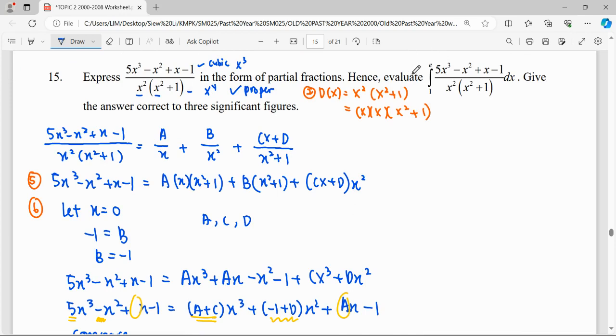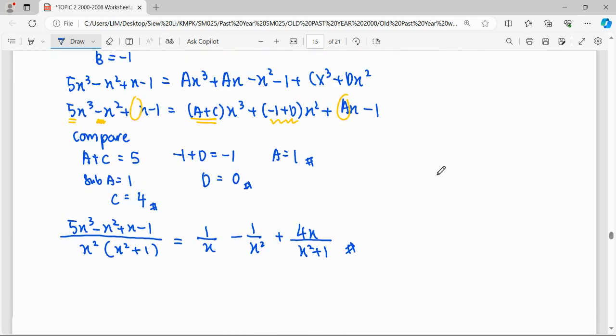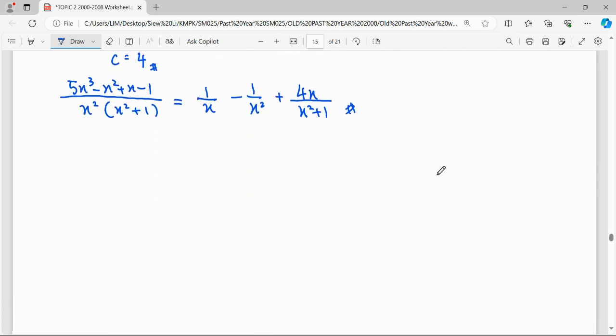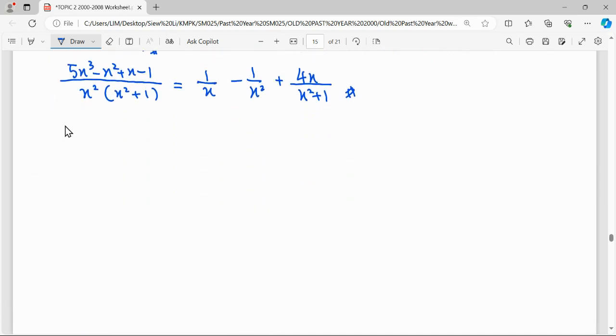Then we need to evaluate this integral from 1 to e and give the answer to 3 significant figures. Which means that we're going to integrate from 1 to e, 1 over x minus 1 over x squared plus 4x over x squared plus 1 dx. So look at our integration here, all in fraction form. Is it necessary to put it in fraction?